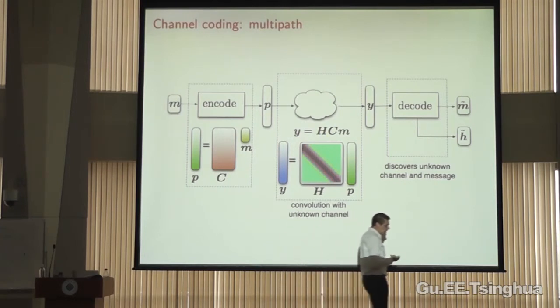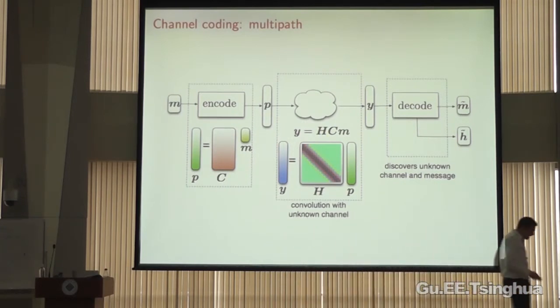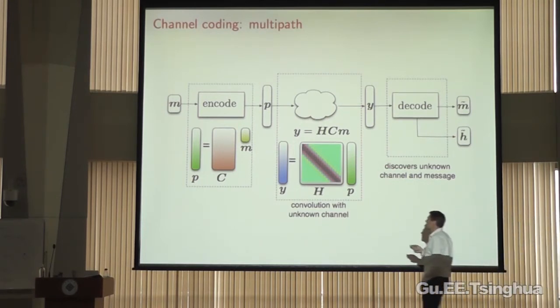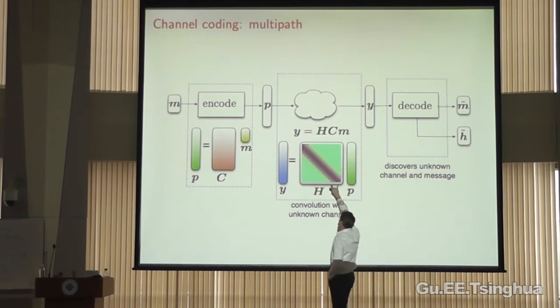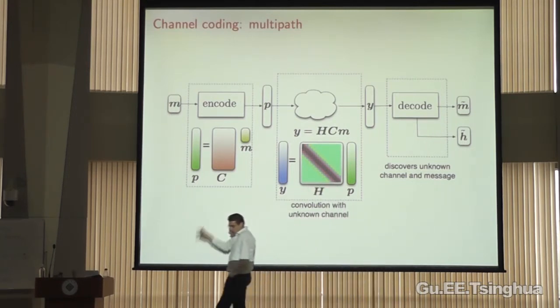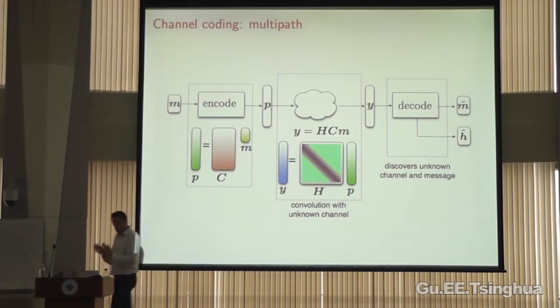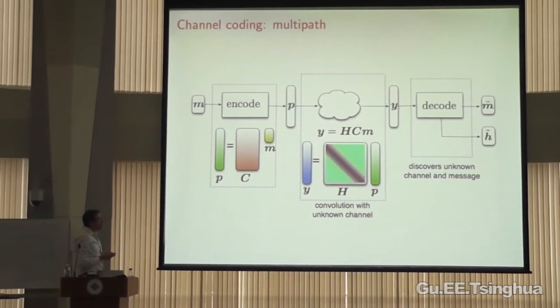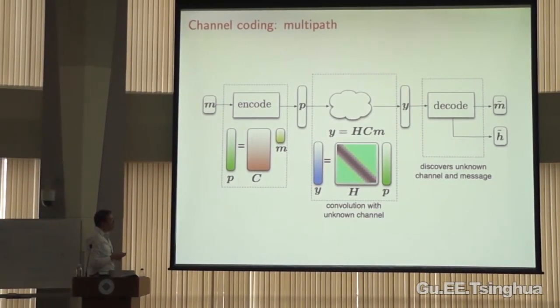It gets convolved with an unknown channel. What we'll say is that we don't know anything about the channel except that it only lasts for a small amount of time. So it gets convolved with a short sequence, a sequence we know is short, but we don't know what the tap values are. We don't know the impulse response, just that it's short. Then the decoder's job is to take Y and figure out what M and the channel were at the same time. That's impossible without structure, but what's the structure we have?